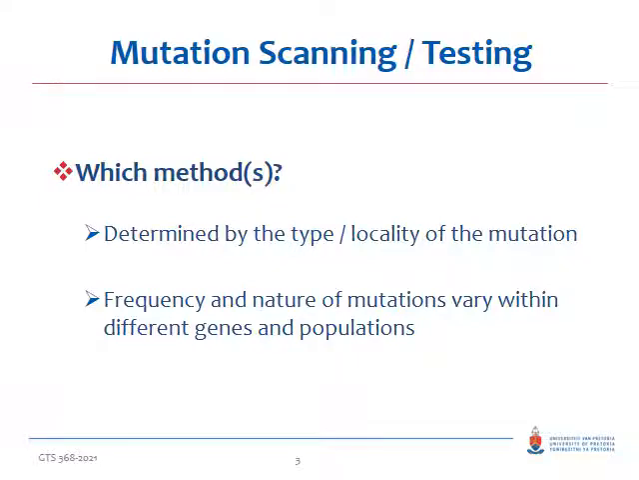The method will depend on the type and the locus of the mutation, as well as the frequency and nature of mutations within different genes and populations. For mutations involving a single gene, Sanger sequencing remains the foremost approach for mutation scanning. But recently, massive parallel DNA sequencing has been used to extend mutation scanning to multiple genes or even the whole genome or whole exome.